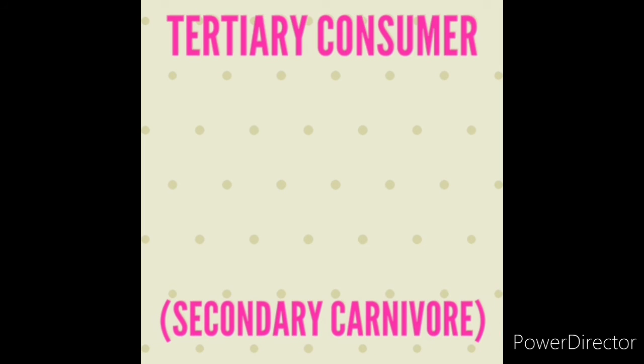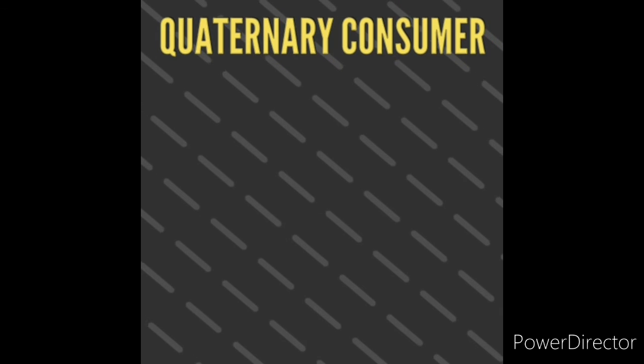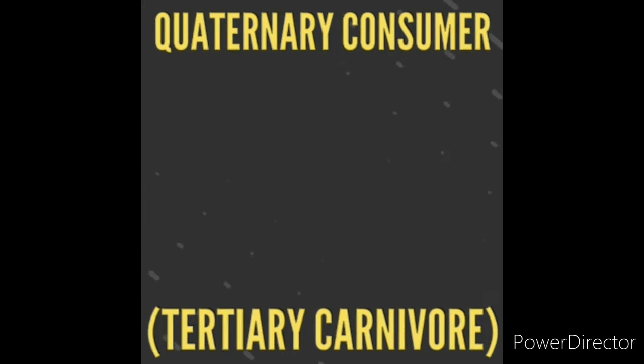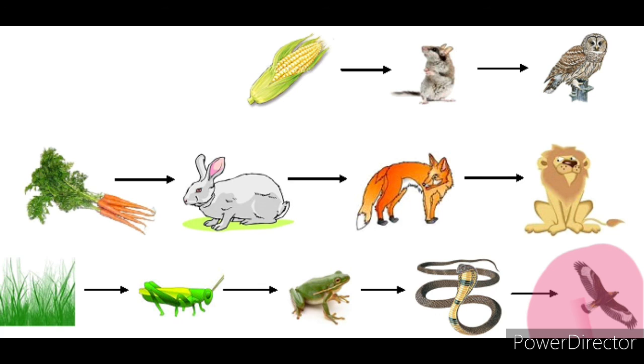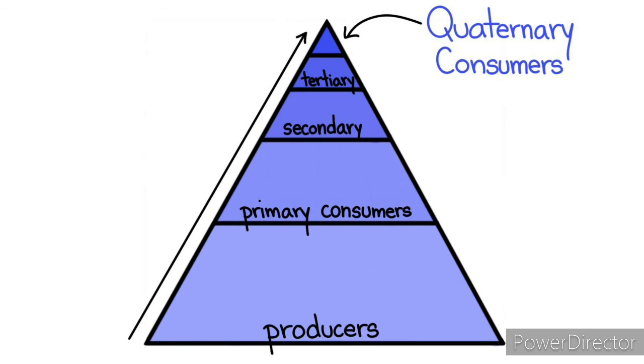And the fifth one is tertiary consumers or secondary carnivores, the organisms that are dependent on the secondary consumers. And the sixth one is quaternary consumers or tertiary carnivores, the organisms that are dependent on the tertiary consumers. They are usually the top carnivore in a food chain. Finally, a food chain cannot have more than a quaternary consumer, as there won't be enough energy left.